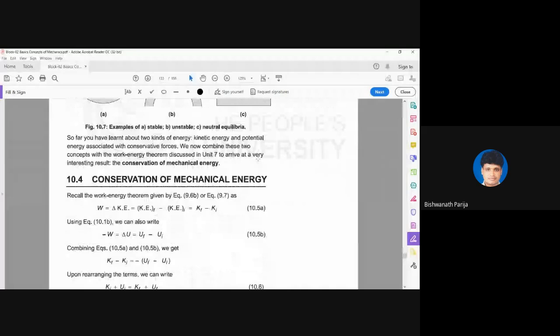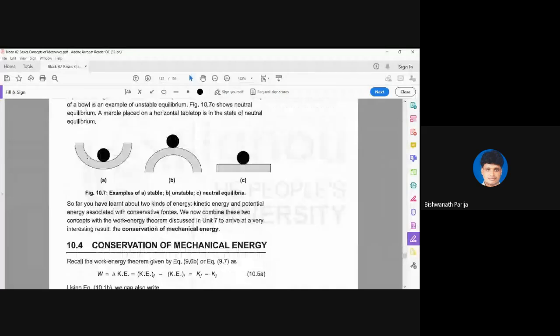Here, in stable equilibrium, once you disturb it, it will come back to this position. In unstable equilibrium, once you disturb it, it never comes back. And in neutral equilibrium, once you disturb it, it stays in the new position, moving from one position to another. No change in anything. Everyone clear?